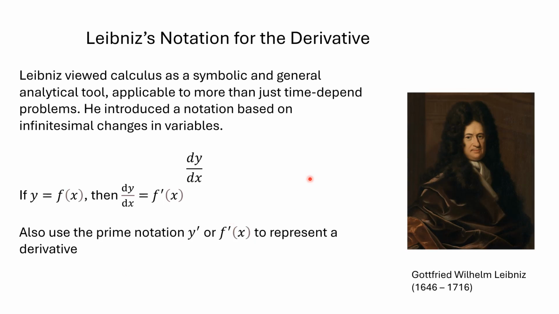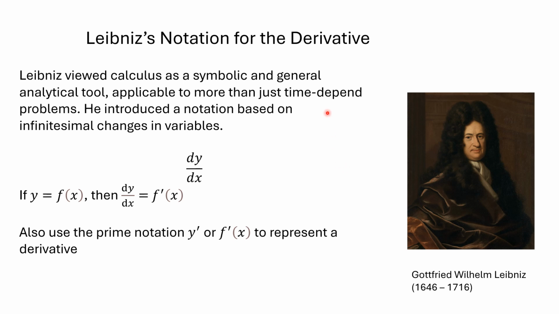The second notation, which you will see more prevalent in mathematics, was developed by Leibniz, and he lived from 1646 to 1726. Leibniz and Newton basically were contemporaries of each other. He was from Germany and Newton lived in England, so they only corresponded with each other. To Leibniz, calculus was a symbolic and general analytical tool, applicable to more than just time-dependent problems.